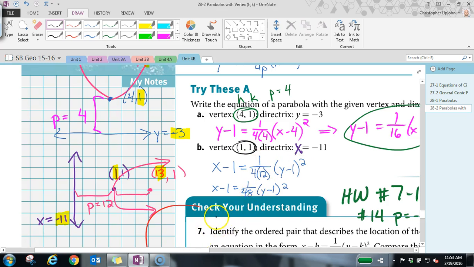So very straightforward, very much like circles, still using the formulas from the day before.